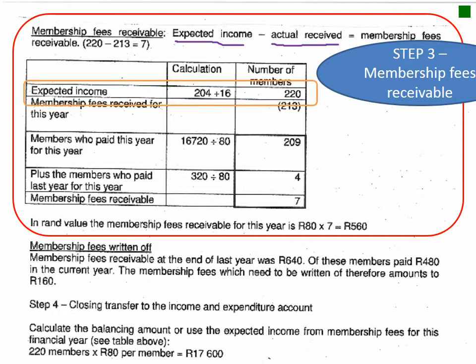So the first thing we're going to calculate is we're going to see what is our expected income for the current year. We normally always do this by first of all looking at how many members we had, and then we're going to be looking at what the membership fee is per member to calculate our expected income. So this 204, I'm going to show you where you find that in the question.